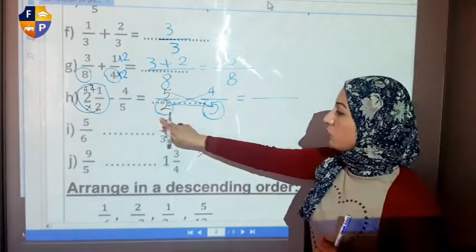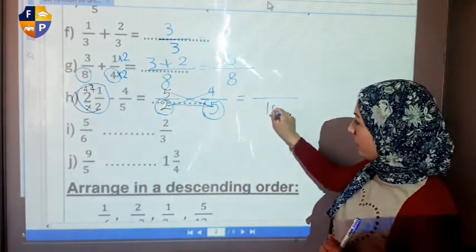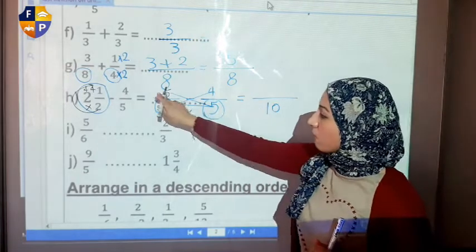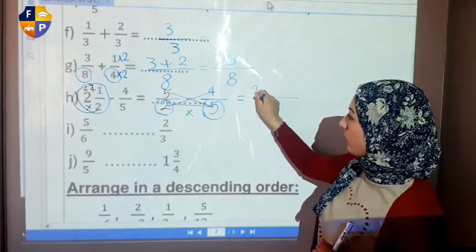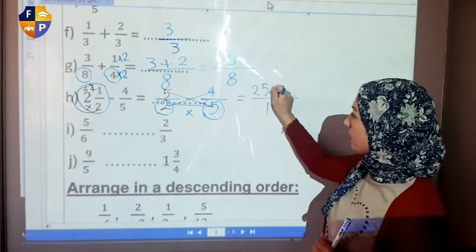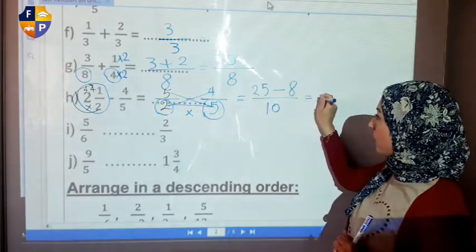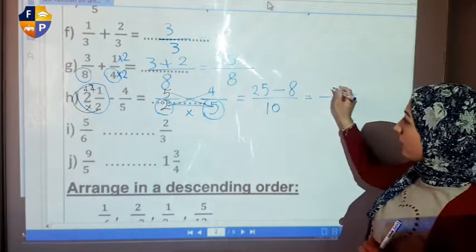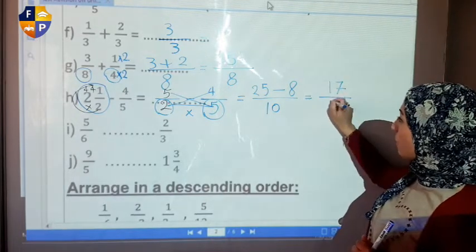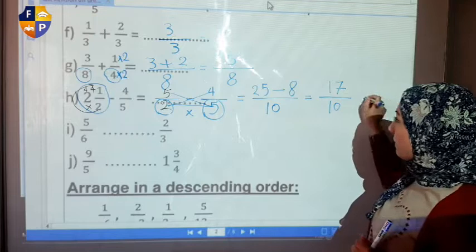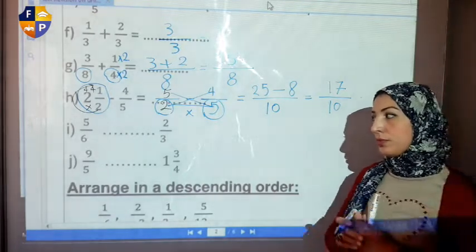So 2 by 5 equals 10. Like multiply. 5 by 5 equals 25 minus 4 by 2 equals 8. 25 minus 8 equals 17 over 10. So the answer is 17 over 10.